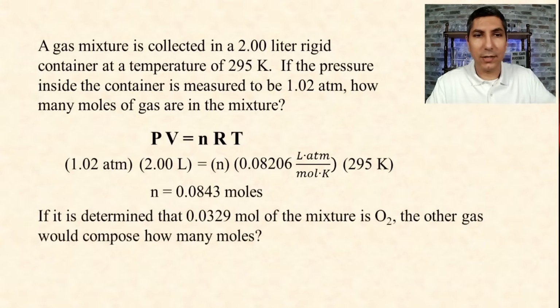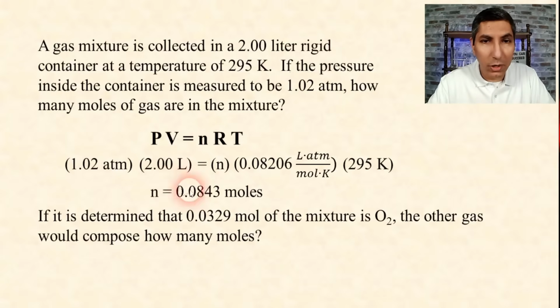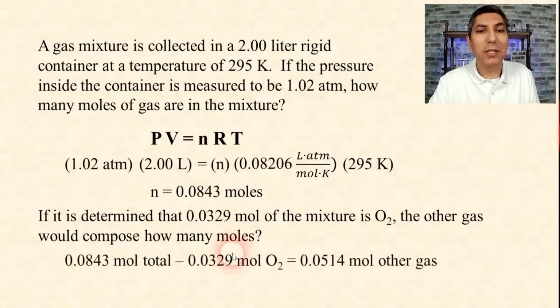Now, what if we have this? What if it is determined that 0.0329 moles of that mixture is oxygen? The other gas would compose how many moles? Well, if you have two gases and they have an individual amount of moles, they're going to add up to give you the total moles, aren't they? So if the total mole value is 0.0843 and one of the gas is 0.0329, we just have to subtract. And so the other gas is going to be 0.0514 moles. And so that's how we'd solve something like that. Very simple, just subtraction here.